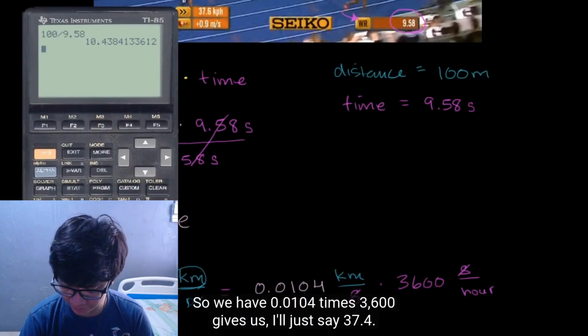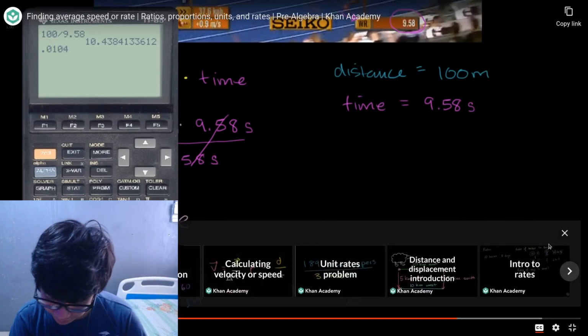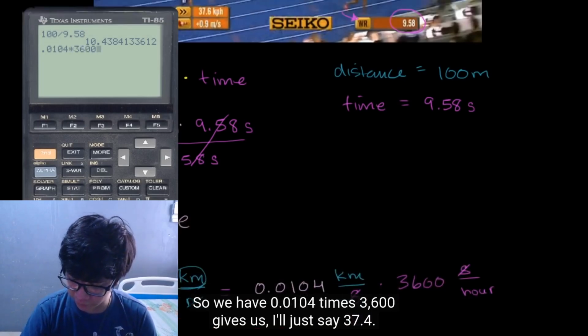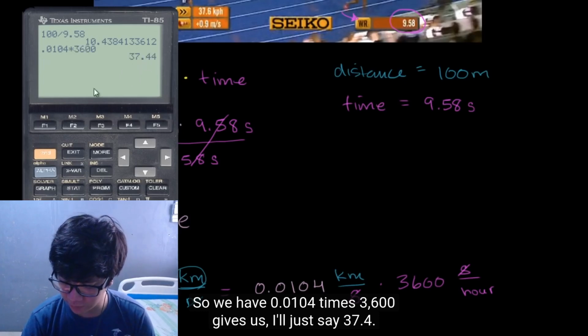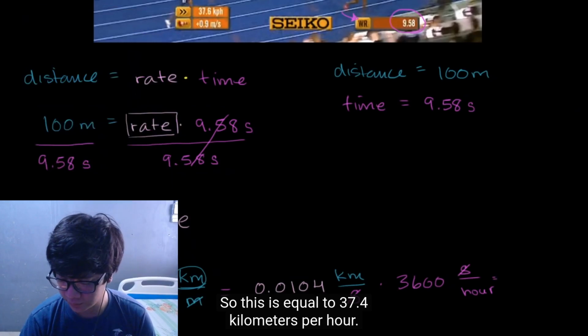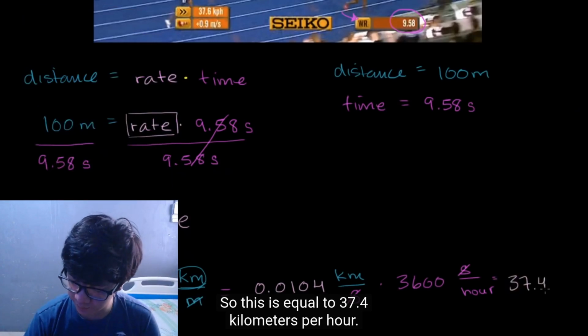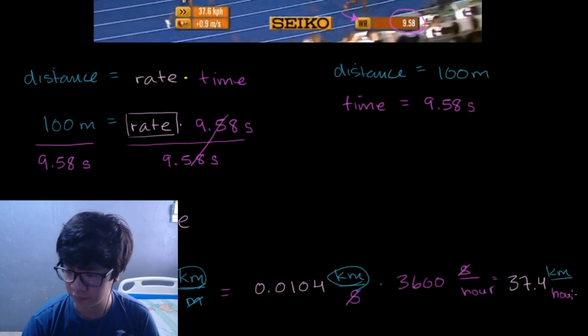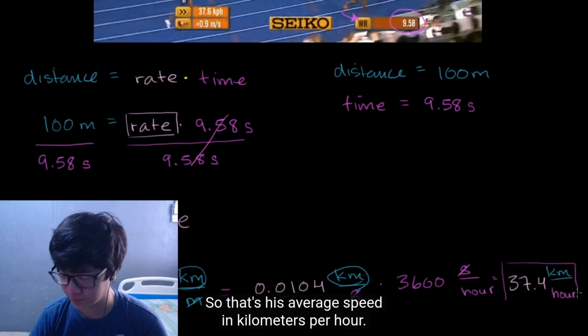So we have 0.0104 times 3,600. That gives us 37.44. I'll just say 37.4. So this is equal to 37.4 kilometers per hour. That's his average speed in kilometers per hour.